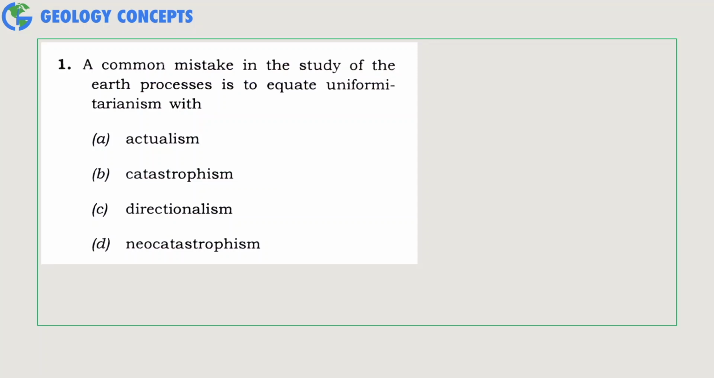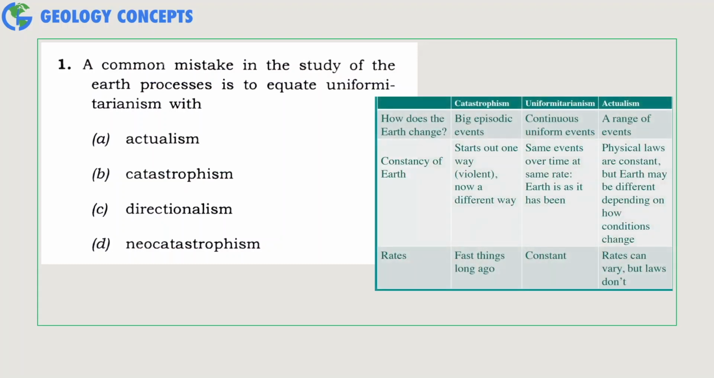A common mistake in the study of the Earth processes is to equate uniformitarianism with which of the following principles? Option A is actualism, B catastrophism, C directionalism, and D neo-catastrophism. We can divide the principles related to Earth processes into three attributes: how the Earth changes according to these principles, constancy of the events, and the rate of these events.